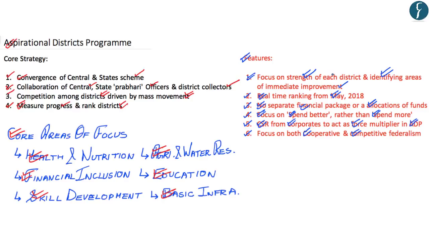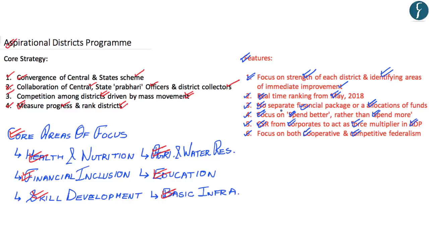Now, hopefully, up till here, you've understood the basic features of the Aspirational Districts program, wherein it would focus on strength of each district and then identify areas of immediate improvement, wherein a district which may have strong indicators in financial inclusion, then the focus within that district would shift to financial inclusion and thereby making it one of the best within its field. Moreover, there would be real-time ranking among the districts from May 2018 onwards.